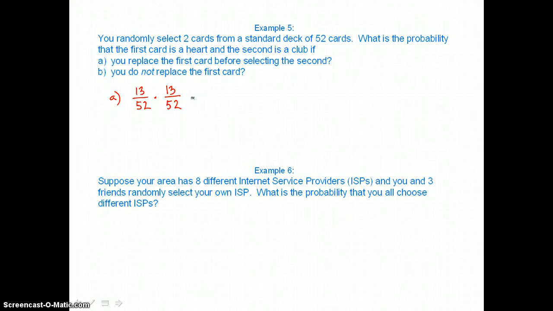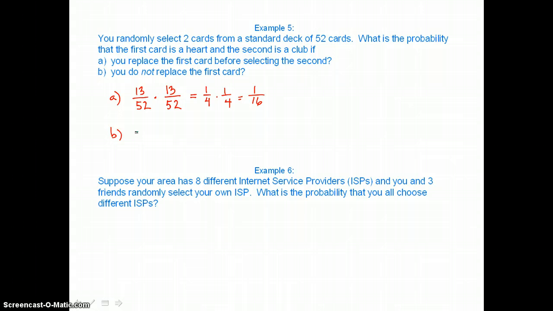So to get this probability, we'll multiply. So this is 1/4 times 1/4, or a probability of 1/16. That first you select a heart, replace, and then select a club. Okay, in B, what is the probability that the first card is a heart and the second is a club if you do not replace the first card?